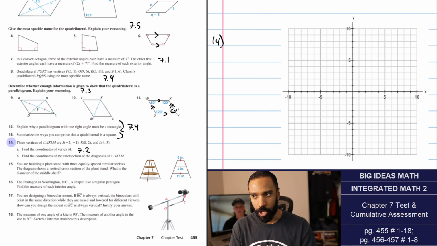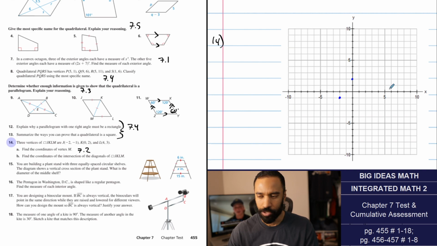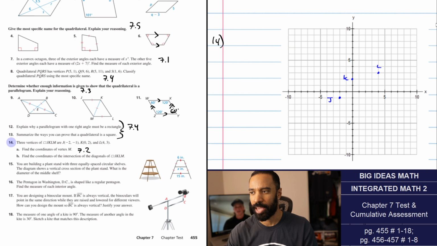Meaning counting slopes and things like that. So J is -2, -1. K is 0, 2. L is 4, 3. And they do call it JKLM. So J, K, and L connect all together from J to K and K to L. L and J would both connect to M. This is something I mentioned more about in the review portion.